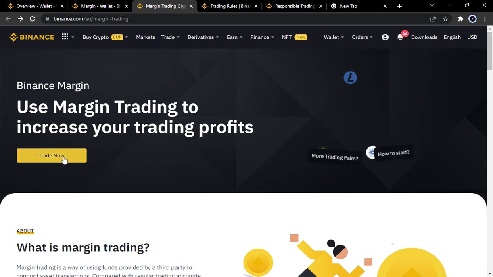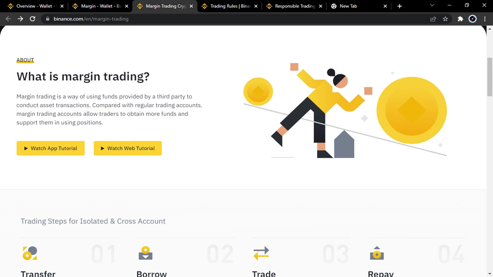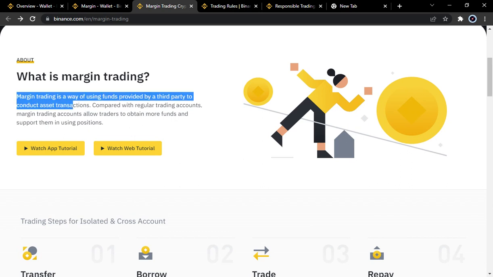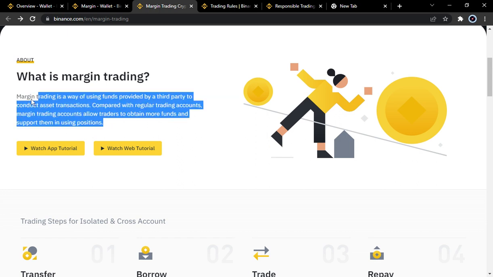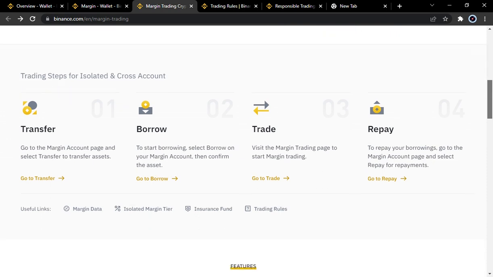Once it brings you here, you can either click on the trade now, or before that, you can also click on the button below to understand what margin trading is. So it says here that the Binance margin trading is a way of using funds provided by a third party to conduct asset transactions. Compared with regular trading accounts, margin trading accounts allow users to obtain more funds and support them in using certain positions. So these positions allow users to obtain more funds. There's also a web tutorial video which you can view. Since we're using the mobile version, we will be checking that out soon.